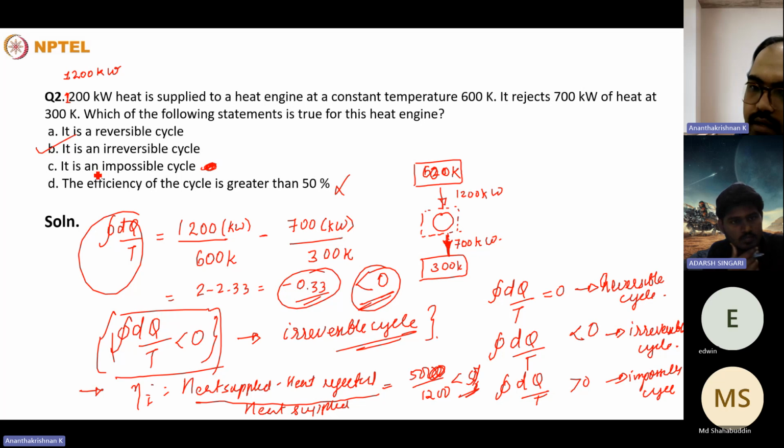It's an irreversible cycle. So basically you have to take into consideration this cyclic integral of dQ by T for these cycles. This is based on the second law. If it is less than 0, it's irreversible; equal to 0, reversible; and greater than 0, it's impossible.